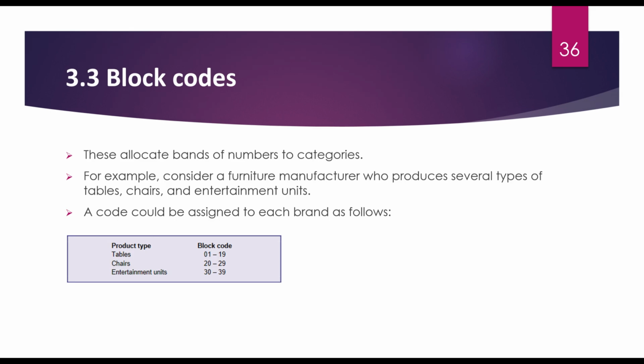3.3 Block codes. These allocate bands of numbers to categories. For example, consider a furniture manufacturer who produces several types of tables, chairs, and entertainment units. A code could be assigned to each brand as follows.